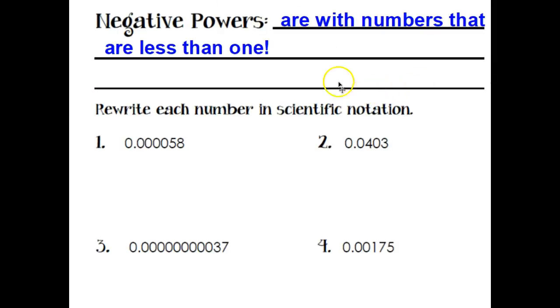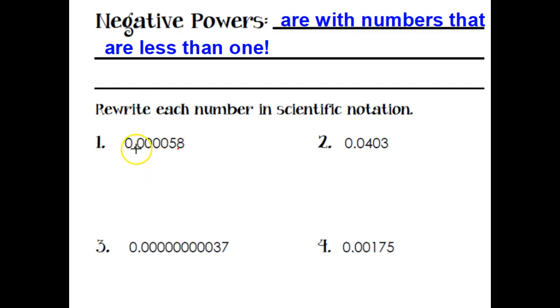All right. Negative powers are with numbers that are less than 1. The reason why I know I'm going to use a negative exponent or negative power is because these numbers are less than 1. All right? So rewrite each number in scientific notation. This is standard notation. And so we want the decimal to be placed so that the number will be greater than 1 but less than 10. The only way for that to happen, everybody, is for the decimal to be right there.